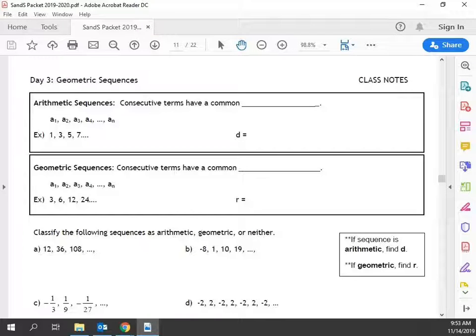Alright guys, we're going to move on and talk about geometric sequences. So with this, we talked about arithmetic at first. We noticed that with arithmetic, what was the thing it had in common every time as you went from one term to the next? Yep, adding or subtracting by the same number. What would we call that? The common difference.